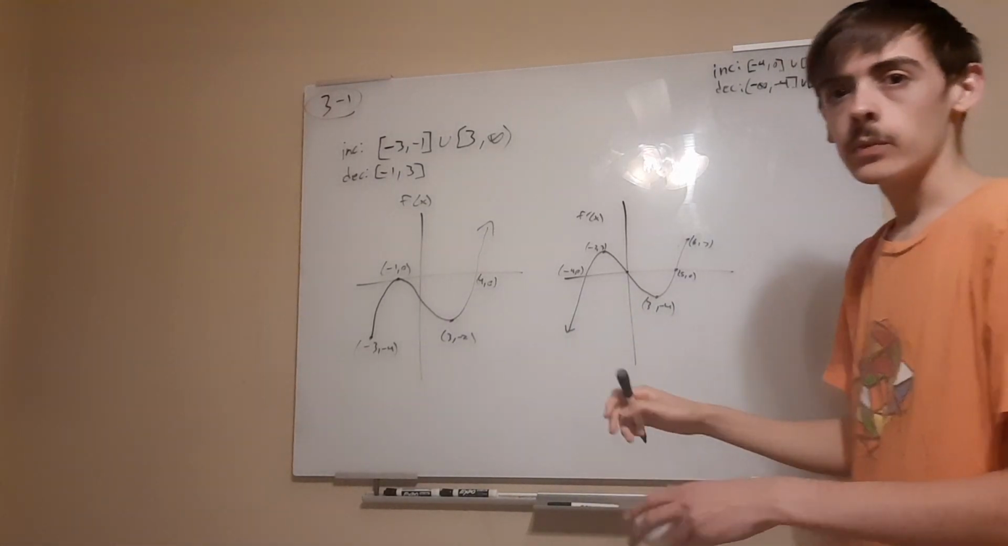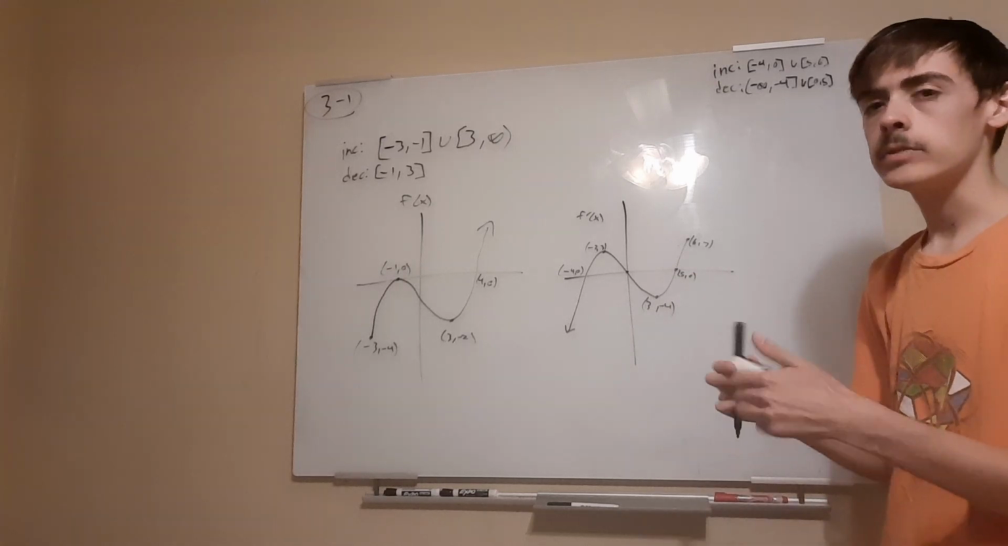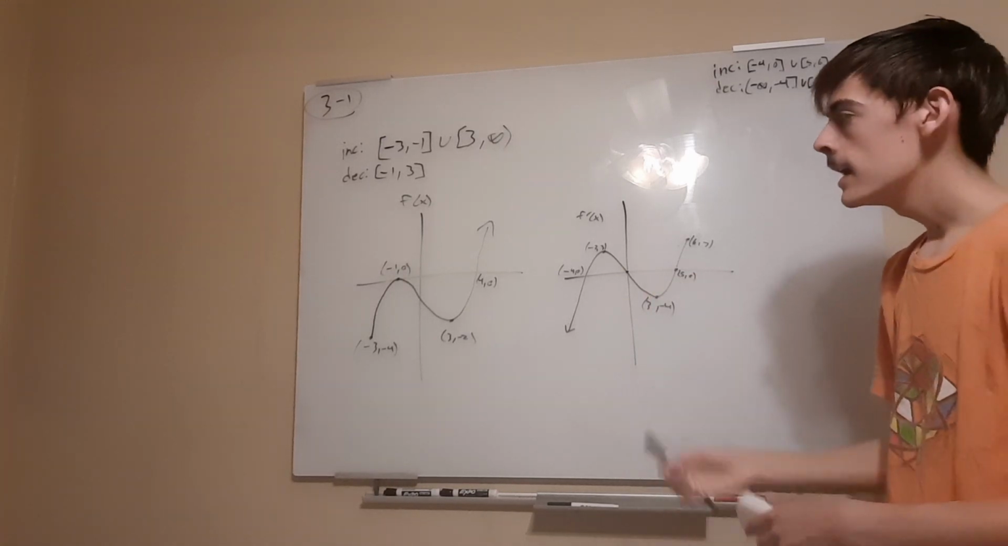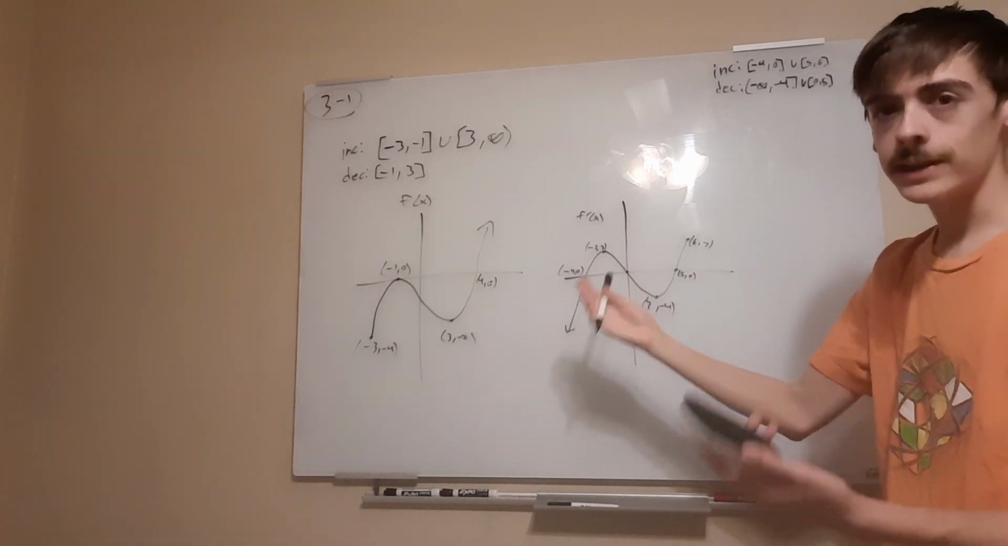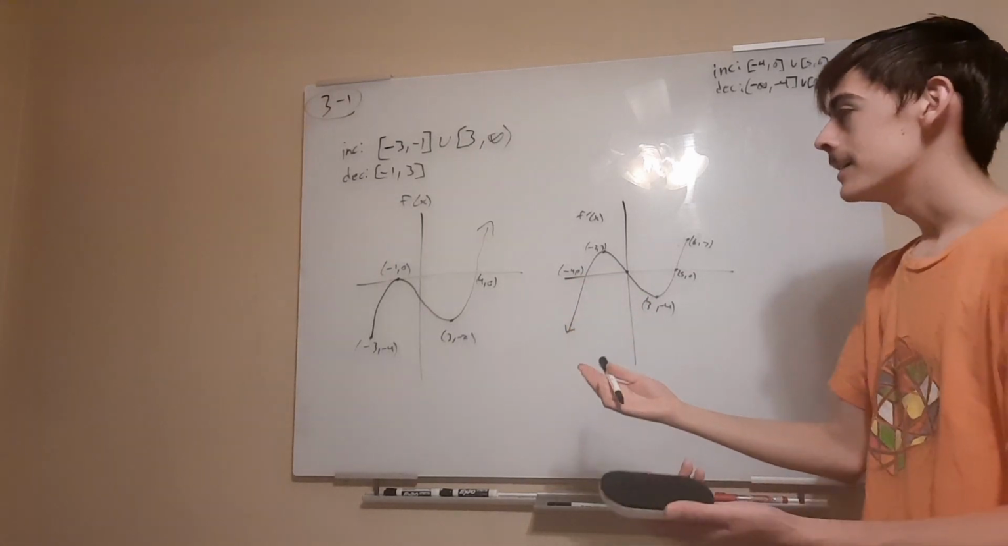So that's basically how it works when determining increasing and decreasing with different graphs. If we're given the graph of f of x, and we want increasing and decreasing on f of x, it's plain and simple.